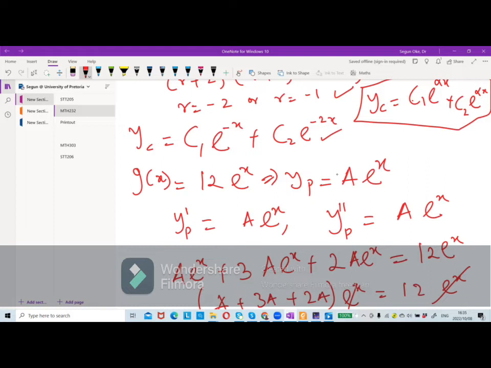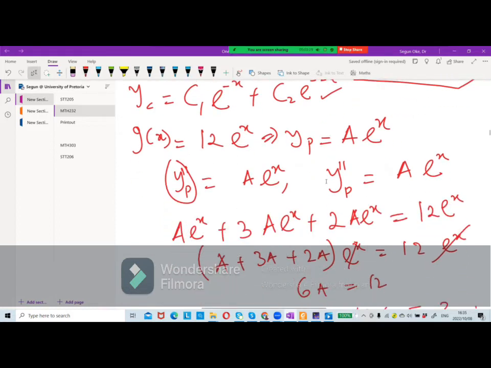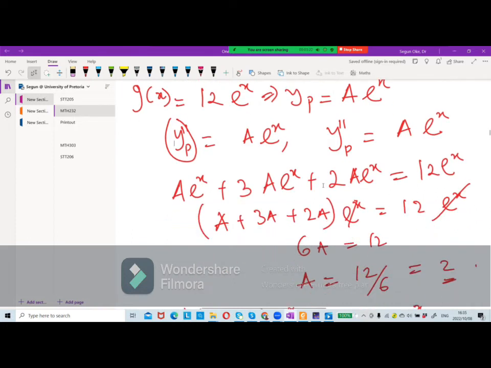By the time you differentiate your yp, you have yp in first derivative, you have exponential x, you have yp double prime, which is the same thing. Substitute it into our original question. When we factorize this, take all the exponential out, and equate it to 12 exponential x. We get our a in this form. Our a will be equal to 2.